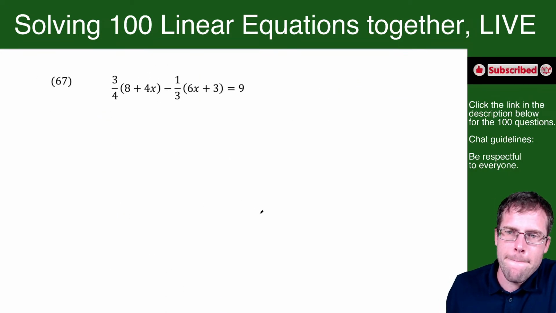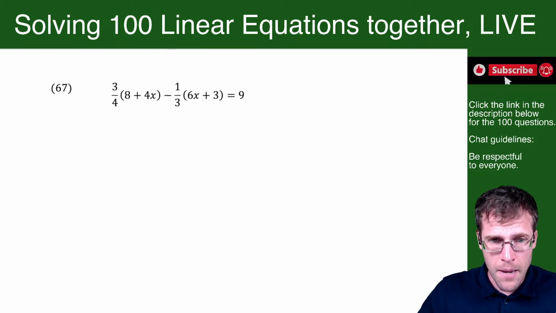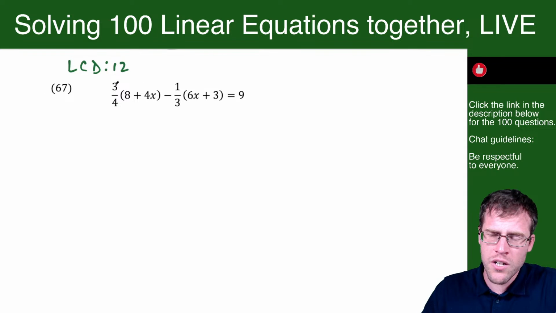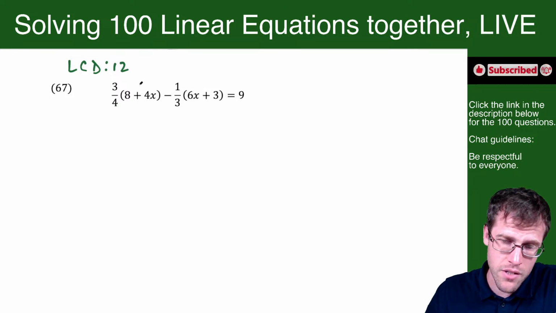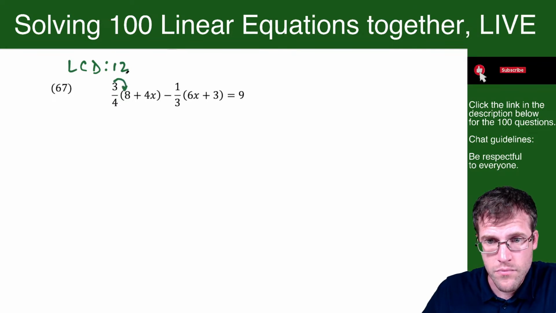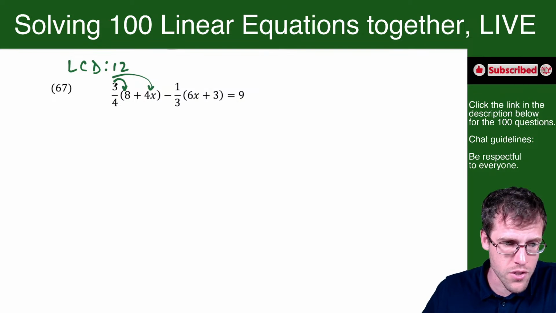Fractions. All right. Same thing with this one. As an option, I look at the least common denominator, which is 12. So I could multiply everything by 12, and that'll get rid of all the fractions. Or we could just deal with the fractions. So we distribute here, and if we just go forward with this.